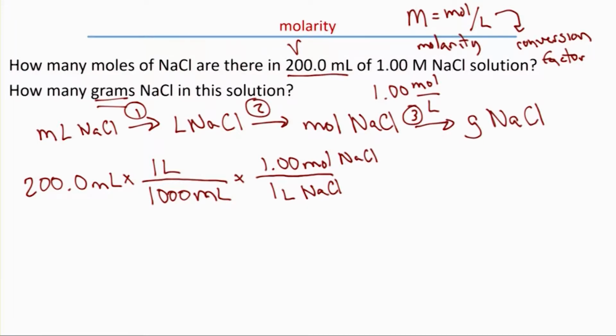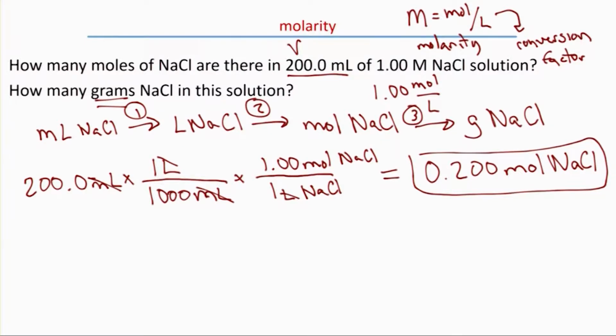And then I'm going to stop here since the first part just wanted that in moles, and then we'll do the second part in a second. So if you do this math, you can see that milliliters will cancel, the liters cancel, and we end up with 0.200 moles of sodium chloride. So if you have 200 mLs of a 1 molar solution, you have 0.200 moles of sodium chloride.